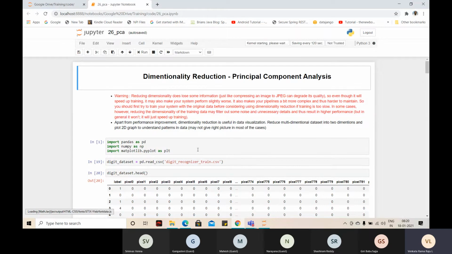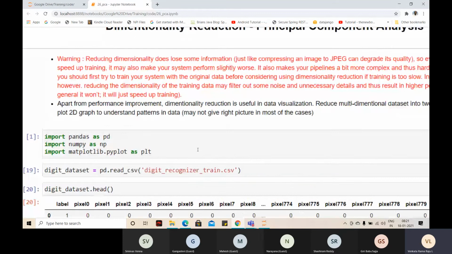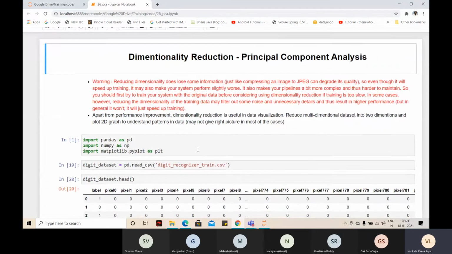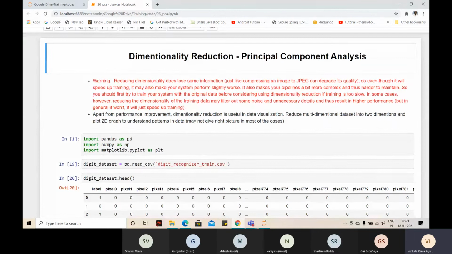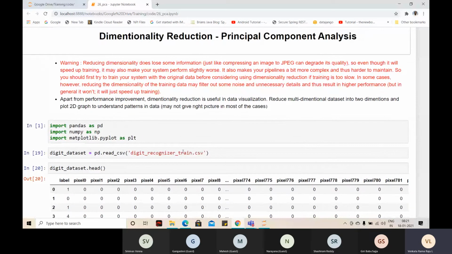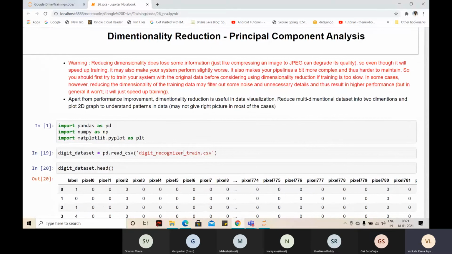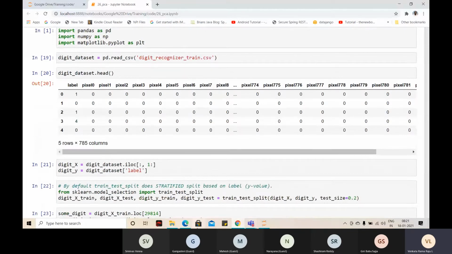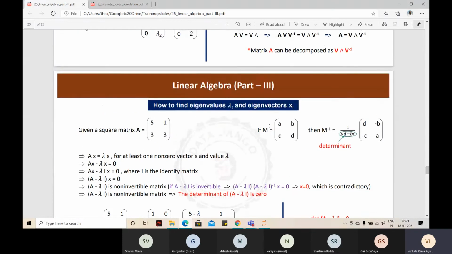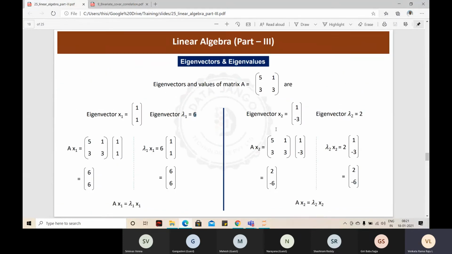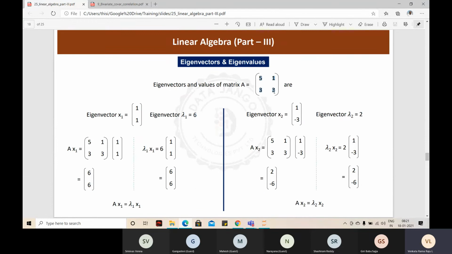Basically, what is principal component analysis? Principal component analysis will try to extract the essence from the matrix, from the data. What essence is it trying to extract? Covariance between the columns is what it is trying to extract. So if you take the example here, suppose this matrix is a covariance matrix. How to calculate covariance? We know that, and I'll show you in a moment.